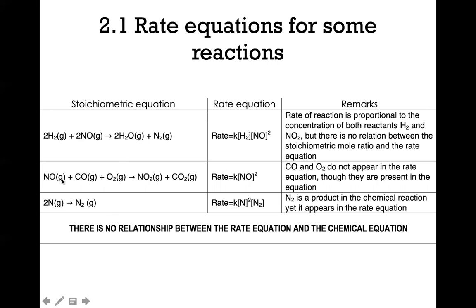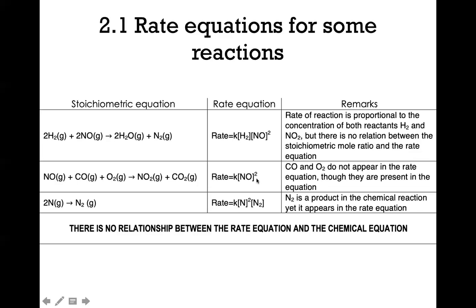Next example. This time you have nitrogen monoxide reacting with carbon monoxide and oxygen to form nitrogen dioxide and carbon dioxide, and the rate equation is equal to k, your rate constant, times the concentration of nitrogen monoxide raised to the power of 2. That means it is second order with respect to nitrogen monoxide. You see that in your reactants you have three reactants: nitrogen monoxide, carbon monoxide, and oxygen. However, the carbon monoxide and the oxygen do not appear in your rate equation.